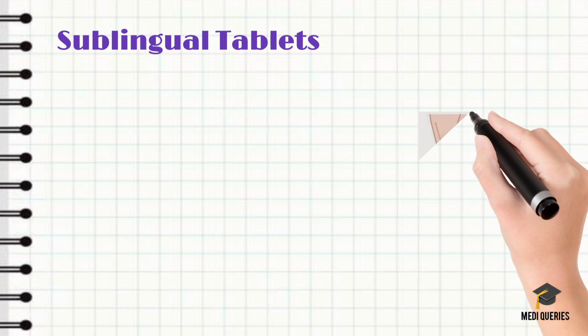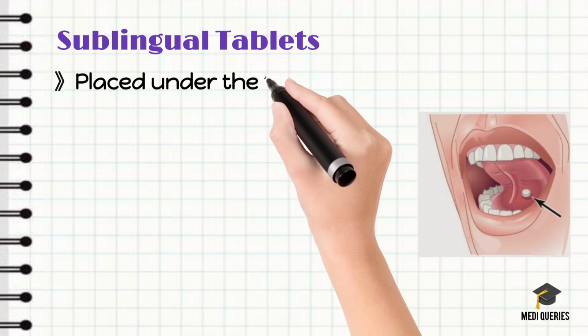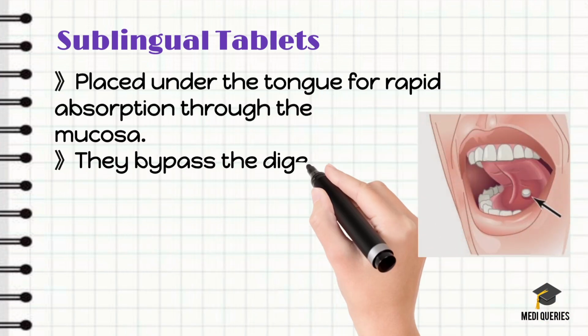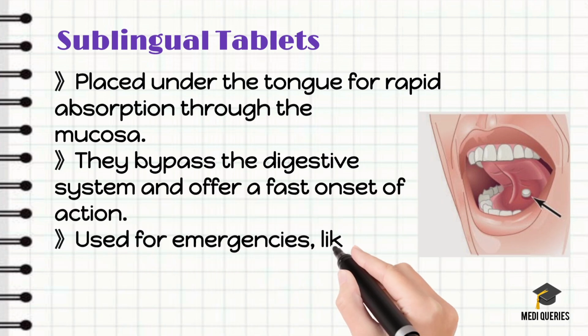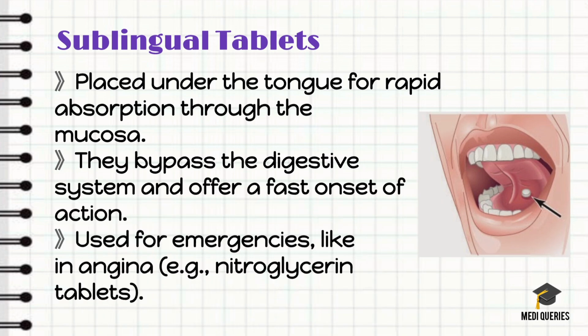And next is the sublingual and buccal tablets. Sublingual tablets are placed under the tongue, while buccal tablets are placed between the cheeks and the gums. They dissolve rapidly and allow the drug to be absorbed directly into the systemic circulation. This bypasses the first pass metabolism in the liver, leading to a faster action. They are used for emergency or fast acting drugs like nitroglycerin. These tablets must dissolve completely and should not be chewed or swallowed. Their small size and rapid effect make them ideal for acute conditions.